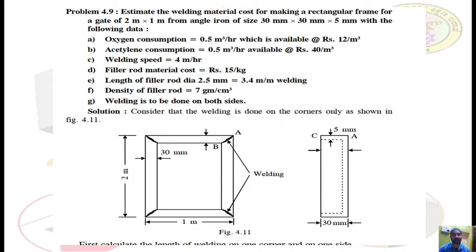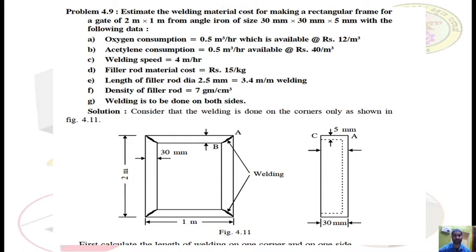Acetylene consumption is 0.5 meter cube per hour, available at rupees 40 per meter cube. The welding speed is 4 meter per hour. That means in 1 hour we can weld 4 meter. The filler rod cost is rupees 15 per kg. The length of the filler rod of dia 2.5 millimeter is 3.4 meter per meter of welding. That means if we weld 1 meter, we require 3.4 meter of filler rod. Density of filler rod is 7 grams per centimeter cube. Welding is done on both sides.